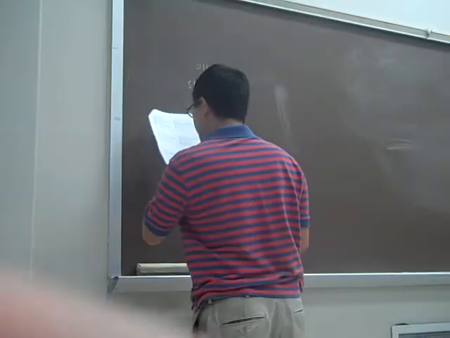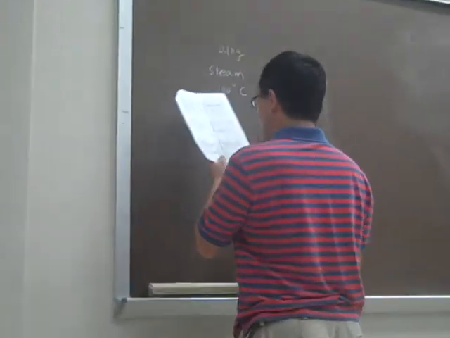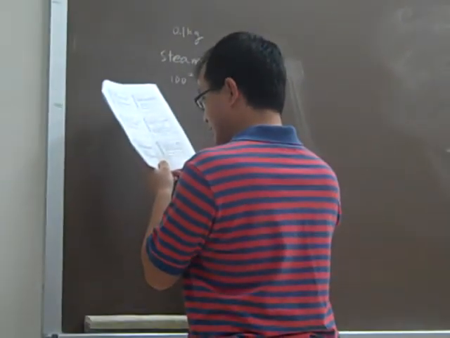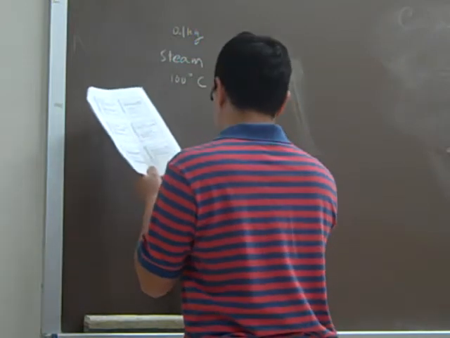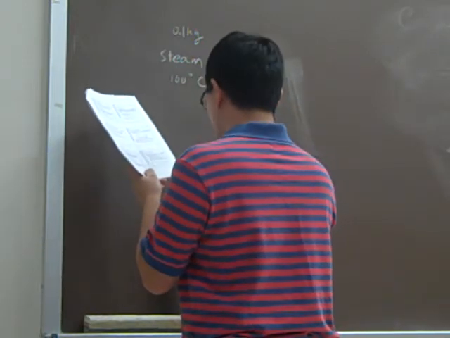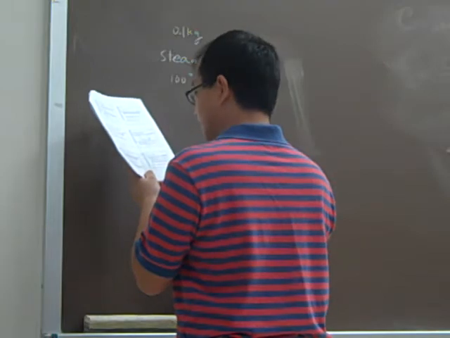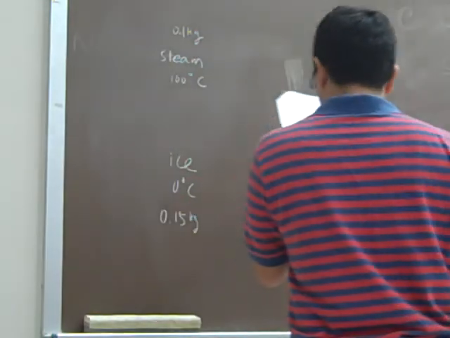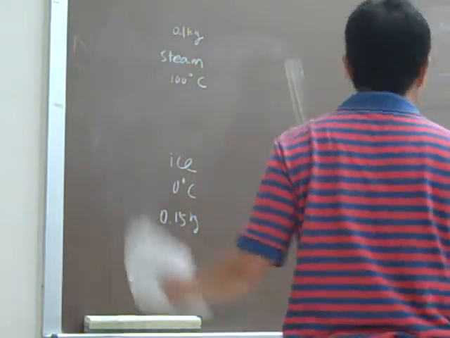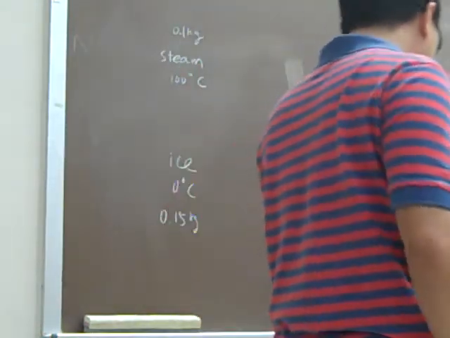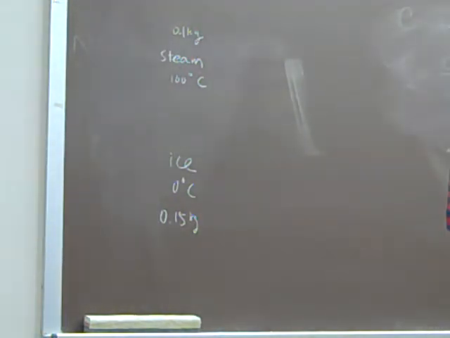kilograms. Okay, and we want to mix it with ice at the melting point. So it's 0 degree ice, which has a mass of 0.15 kilograms. So finally, you are going to have some liquid water if you mix them. And we want to know, what is the final temperature of the liquid water?